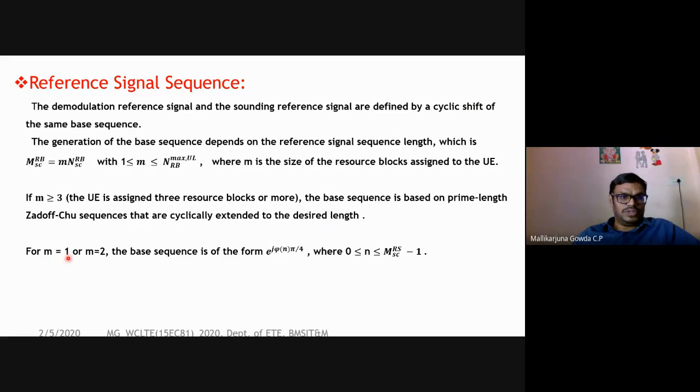For m equal to 1 or 2, the base sequence will be in this form: e to the power j psi of n into pi by 4, where the value of n can lie in this range. It needs a more elaborated understanding by taking some numerical values of m and other things. Because of time limits, I'm just saying what is what.